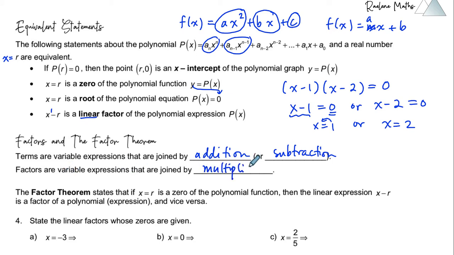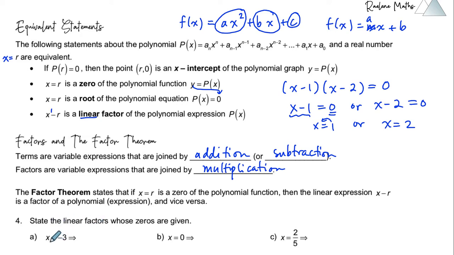So we are now going to be talking about going from standard form, like we have here, this expanded form, into factored form. I'm just going to move those out of the way. And factored form means we have things joined by multiplication. So the factor theorem is a special kind of rule, or a special bit of information that says if x equal to r is a zero of the polynomial function, in other words, it's a root of the polynomial equation when y is set equal to 0, then the linear expression x minus r is a factor of the polynomial expression. So really it's just a theorem that says all of these things are equivalent.